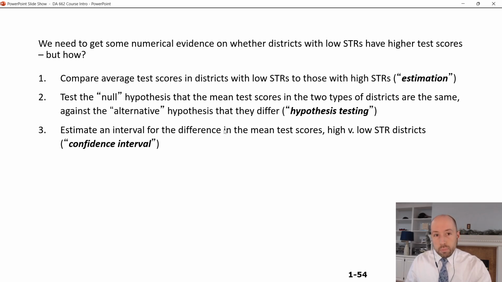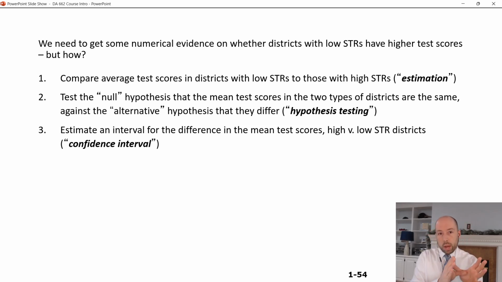How would you test that? How would you start to build a data-driven way of answering that question? Okay, so think back to the previous paradigm of 3 things that we might want to do, and we can come up with 3 new things that will build a story. So we'll start with comparing average test scores in districts with low student-teacher ratios to those with high student-teacher ratios. Estimation. If you want to estimate the difference, we can estimate many things. We'll start off by estimating the average in one set versus the average in the other set.